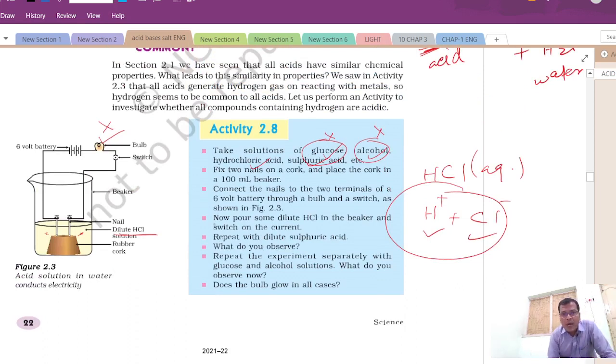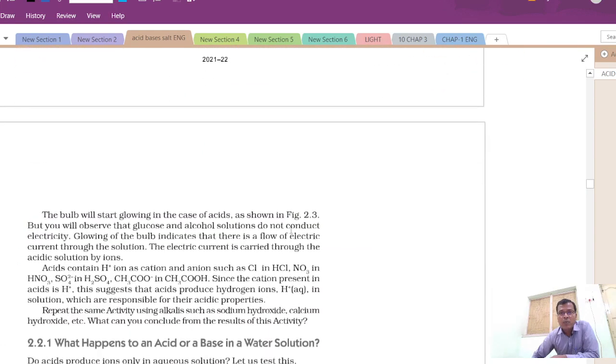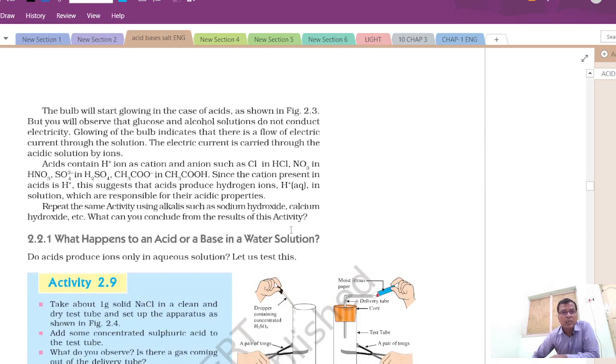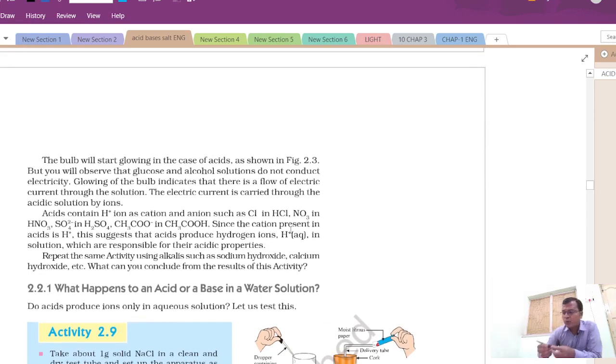Now pour some dilute HCl in the beaker and switch on. Then repeat the experiment separately with glucose and alcohol solution. As I have told you, glucose and alcohol solution will not allow electricity to flow, because they will not dissociate into ions. You can see here that the bulb starts to glow in the case of acids. Okay, and whenever glucose and alcohol solution are used, they do not conduct electricity.